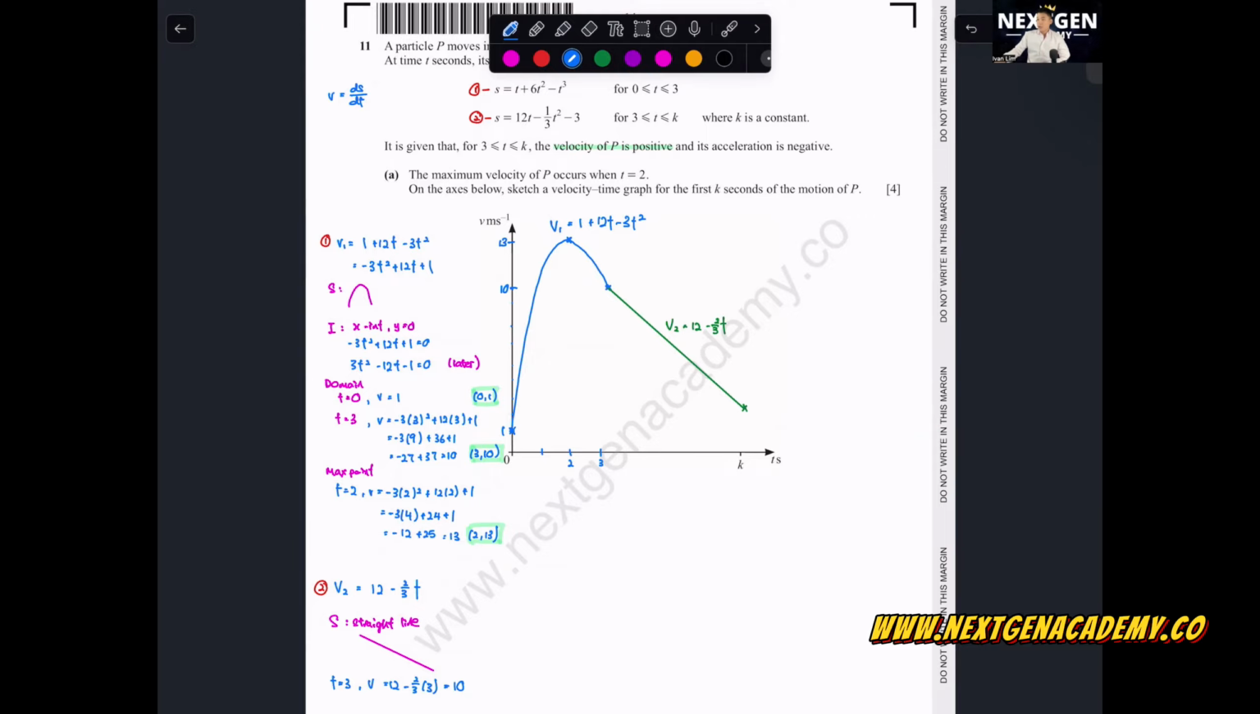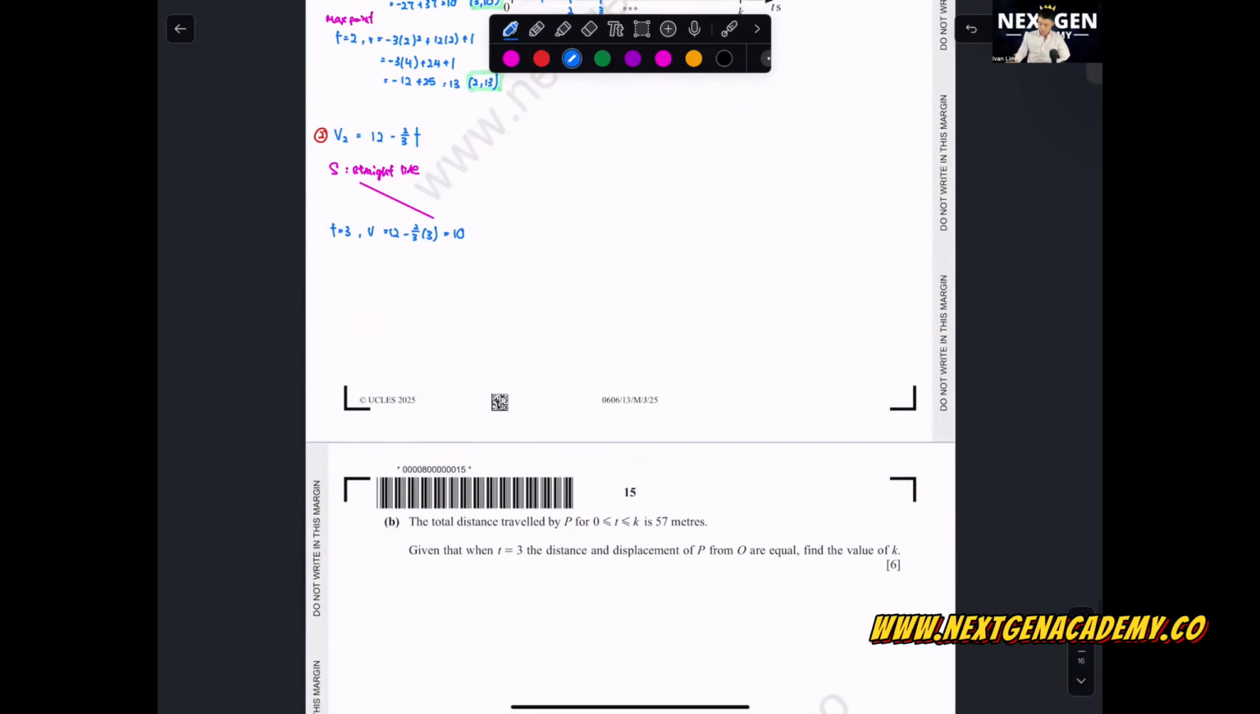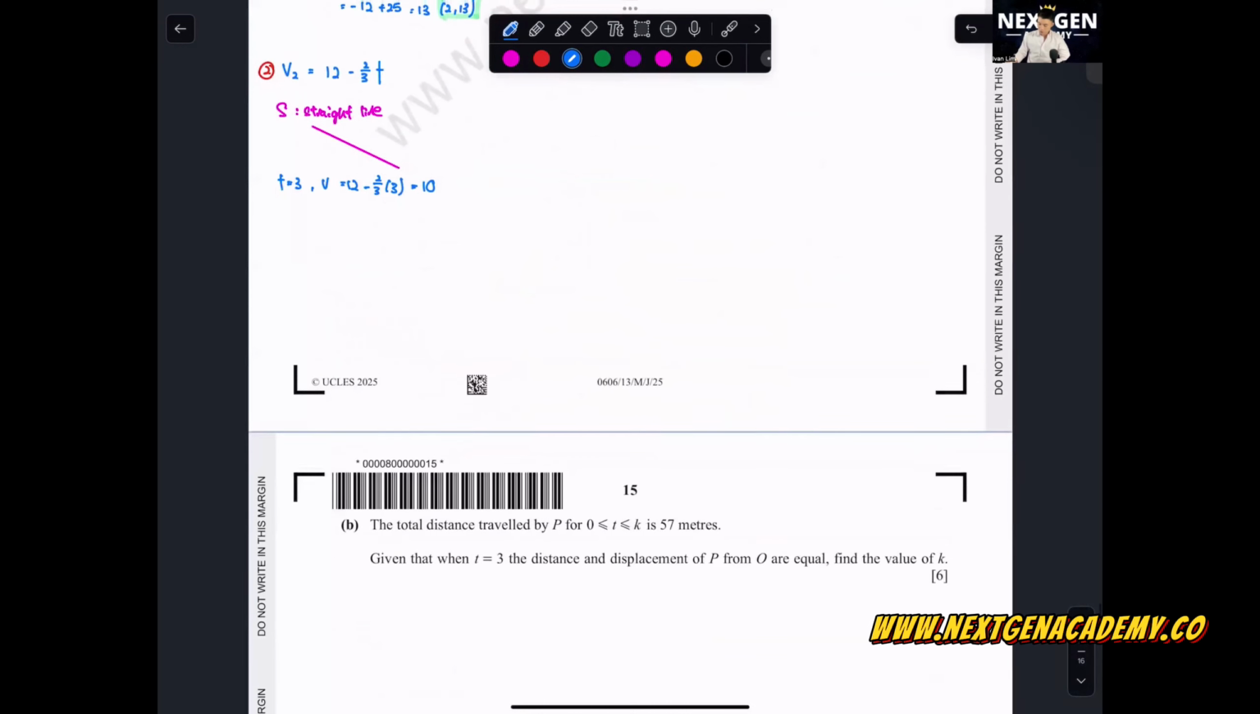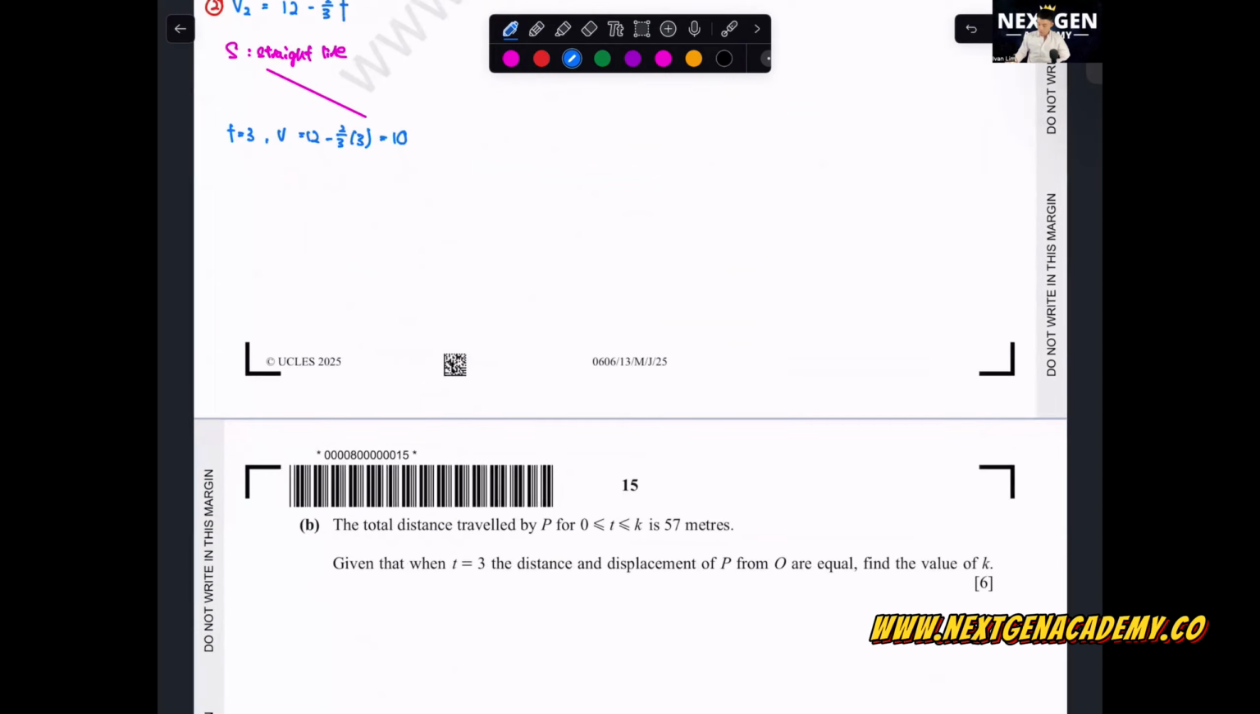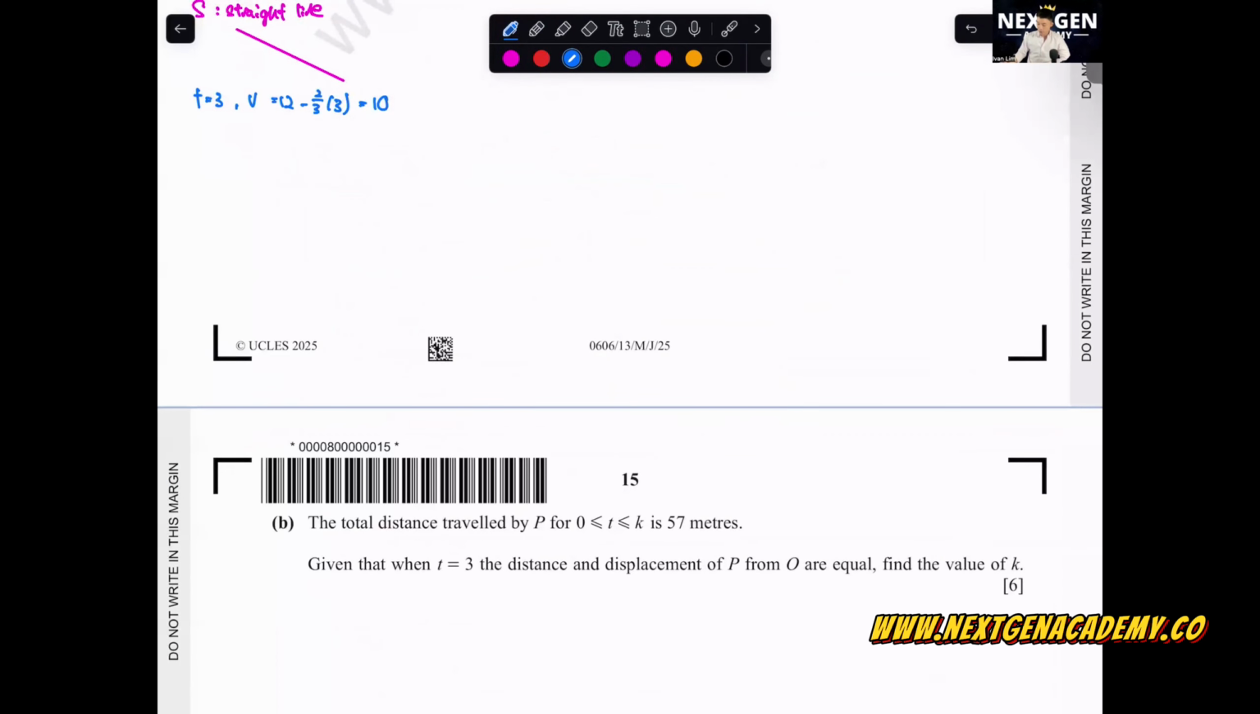All right, let's look at question B. The total distance traveled by P for 0 to K is 57 meters. Given that when T equals 3, the distance and displacement of P from O are equal. Find the value of K.